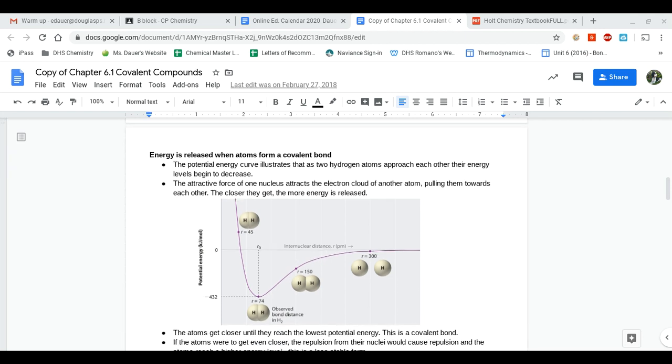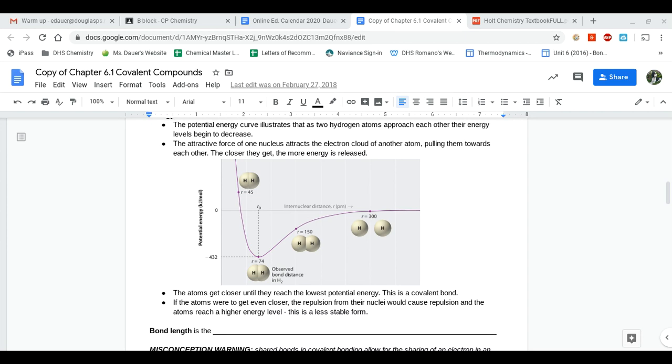All right, so the attractive force of one nucleus pulls the electron cloud of some other atom towards it. We're going to talk about all of the different points on this graph, but that's what these bullet points are describing. As the atoms get closer to each other, they reach the lowest potential energy. That is going to be the lowest point on this graph. If the atoms are too close to each other, which is this first point, I wish these were labeled A, B, C, and D, the nuclei repel against each other.